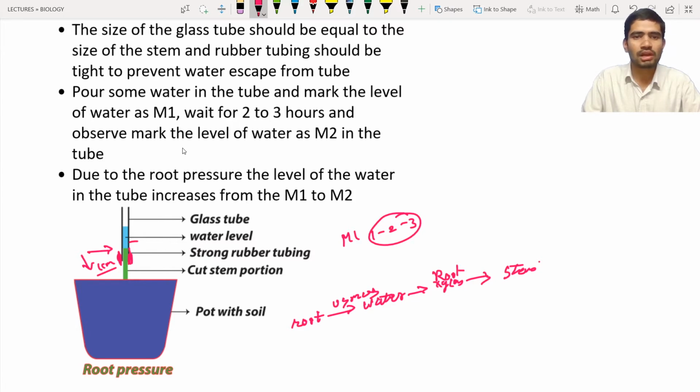In the same way, the water will be absorbed by the root hairs from the soil into the xylem vessels of the roots, and from there the water will be sent to the xylem vessels of the stem. Now the water level increases from M1 to M2 after a certain period of time. Hence you can see there is an increased level of water in the glass tube. By this, you can confirm that the water level is increased due to the root pressure from the water absorbed by the root hairs. So this is about the root pressure experiment.